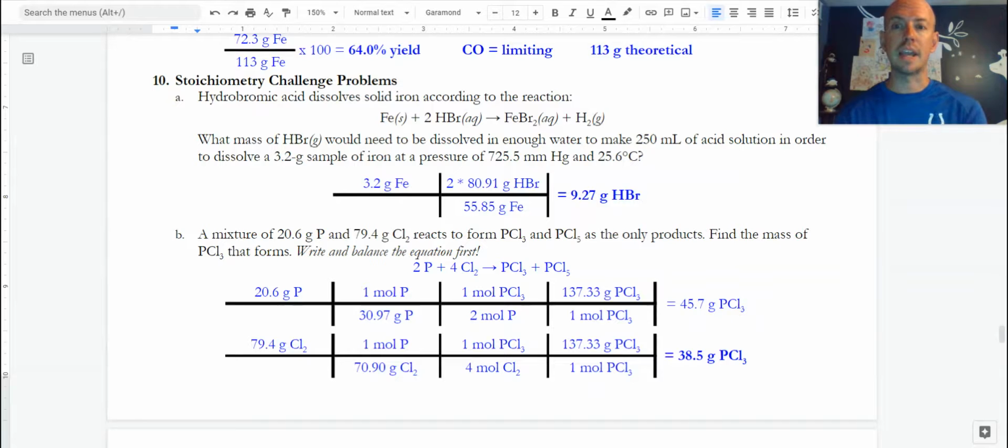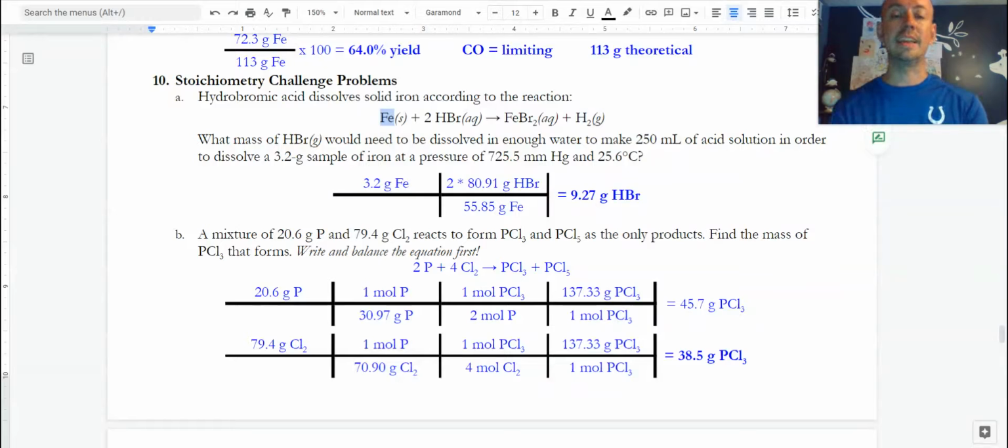But what we need to recognize is they're asking about a mass of one reactant compared to the mass of another. So it's a mass to mass relationship. So even though they talk about non-STP and solutions and dissolving, it's really just a grams to moles, moles to moles, moles to grams problem.